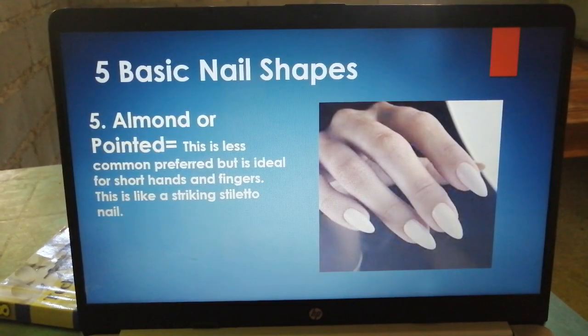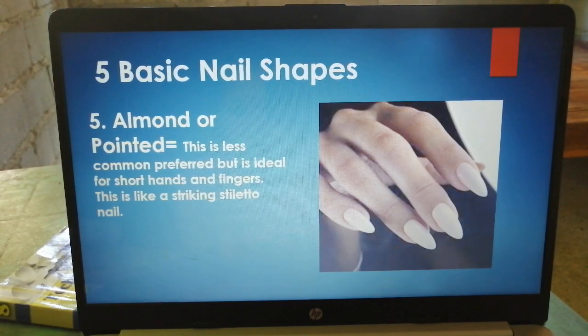Then next is almond or pointed. This is less commonly preferred but is ideal for short hands and fingers. This is like a striking stiletto nail. So, itong almond or pointed, ito yung mga kuko ng mga magulang natin.